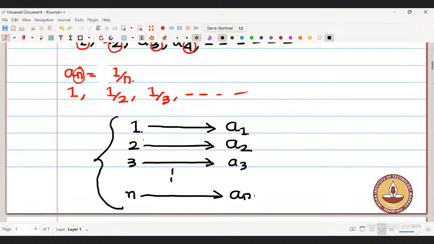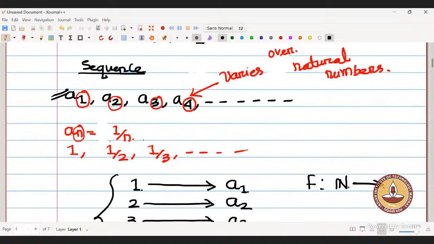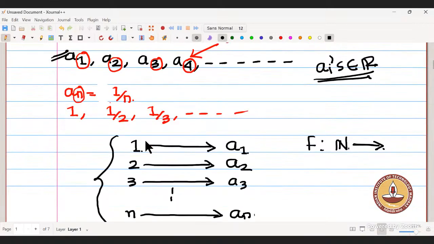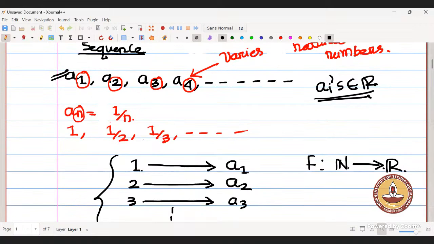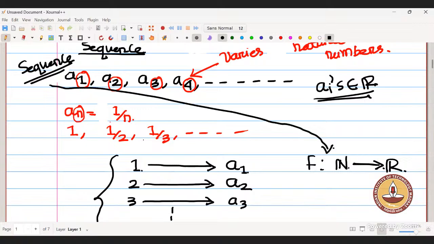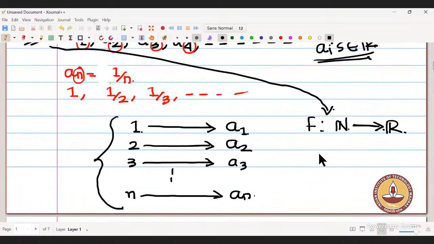So when I'm writing like this, what am I getting? I'm getting a function from the set of all natural numbers to where? This is a real sequence, so all these ai's are inside R, they are real numbers. So I'm getting a map from the set of natural numbers to the set of real numbers. I started with a sequence, and this sequence gives me a map from the set of all natural numbers to R.